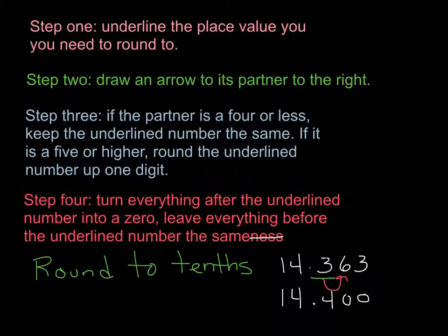Of course, when I look at my rounded number, I want to look at my ending zeros and see if those are numbers I can take off. These zeros don't need to be here, so my final answer is going to be 14 and 4 tenths. This is how you will be rounding today, all of your decimals.